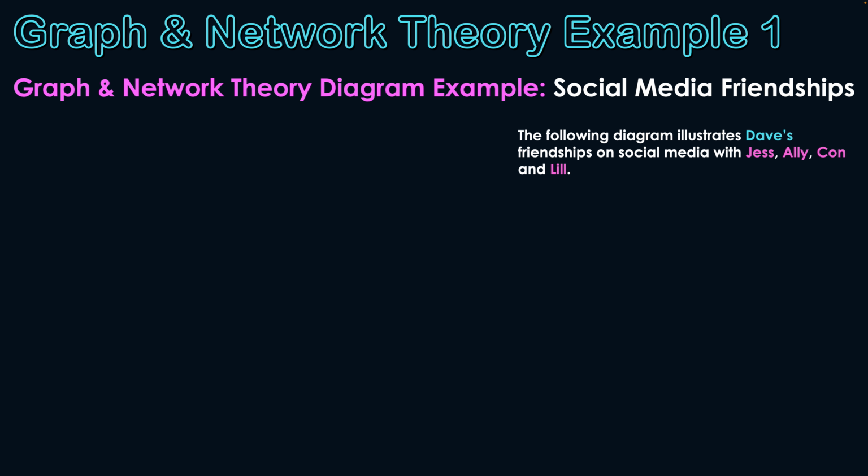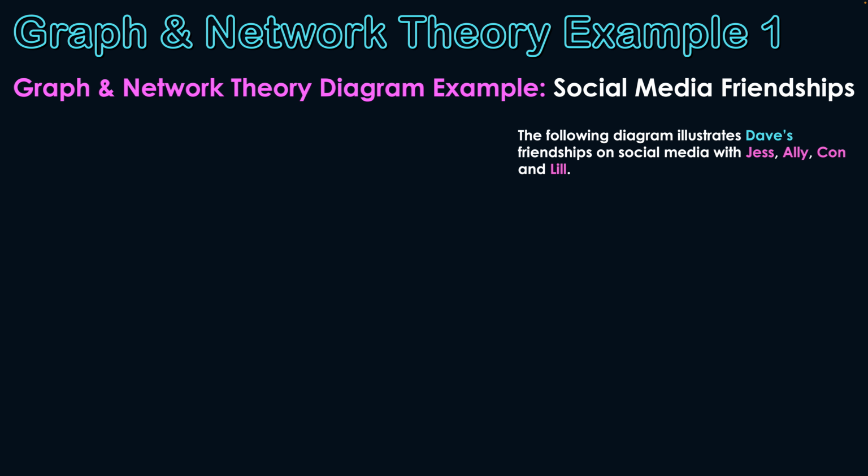Once again, I'm not really going to focus on any of the mathematical aspects of the diagram, more so the logic and how it should look in a scenario that hopefully you can relate to. So the scenario is social media friendships, and we're going to do a diagram that illustrates a person named Dave's friendships on social media with people named Jess, Ali, Con, and Lil. We're going to illustrate how these friends may be connected, and then we're going to add some features to the diagram to add more complexity to it, so it looks more like a graph and theory diagram that you might have seen in an example.